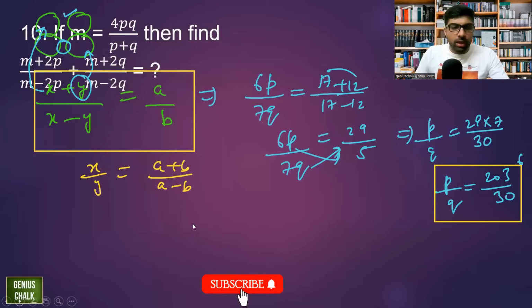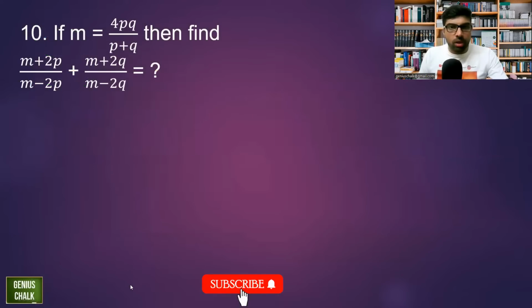Let's solve the next one. If M is equals to this. Now let's come to the next form. Application of this componendo dividendo, but the form is next. If M is equals to this, then find the value of M plus 2P by M minus 2P, plus M plus 2Q by M minus 2Q. In exam, you will always remember the answer of this question is 2. Now let's prove why this is and how it is.